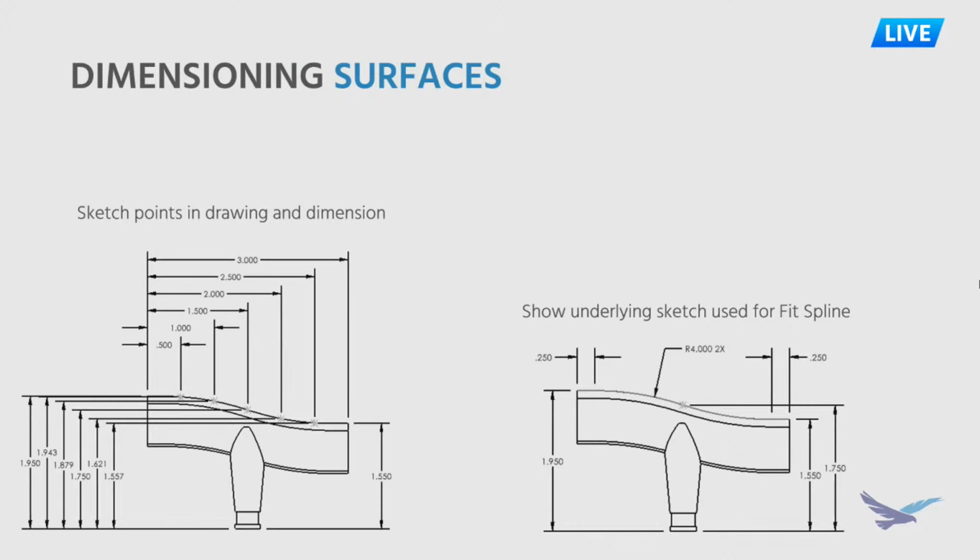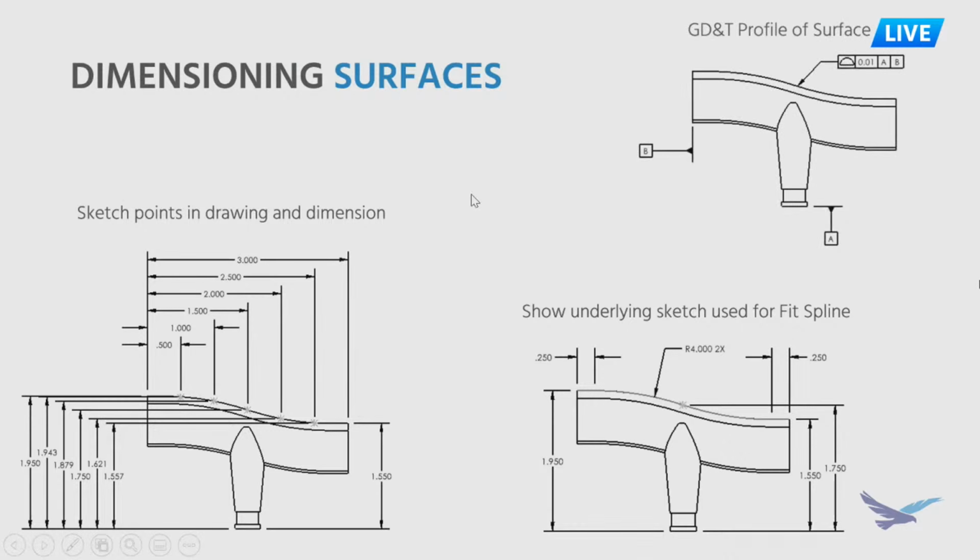So we can take advantage of any underlying sketch data, like a combination of lines and arcs, show those sketches on the drawing, and then detail off of those. Or really, the most proper way to do it would be with something like a profile of a surface, geometric dimension and tolerance feature control frame. If you look at how much simpler it is in terms of setting up, it's very straightforward, and it's also giving us the most control and flexibility as well.